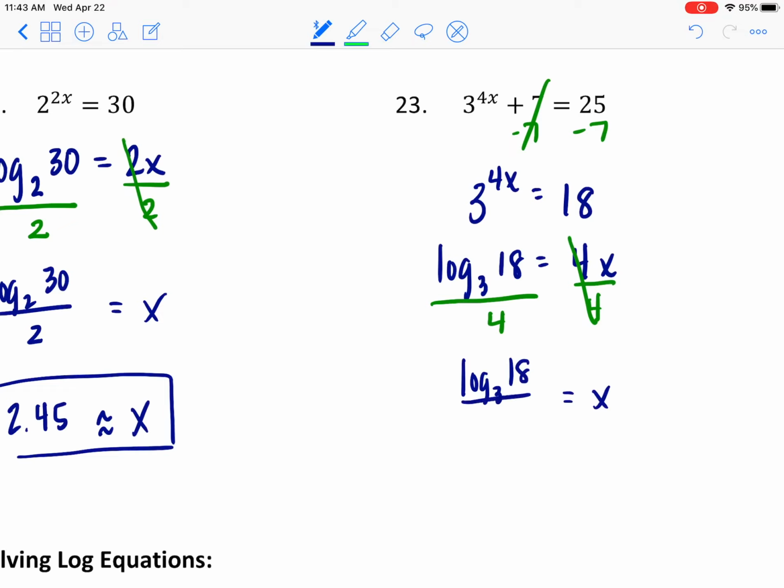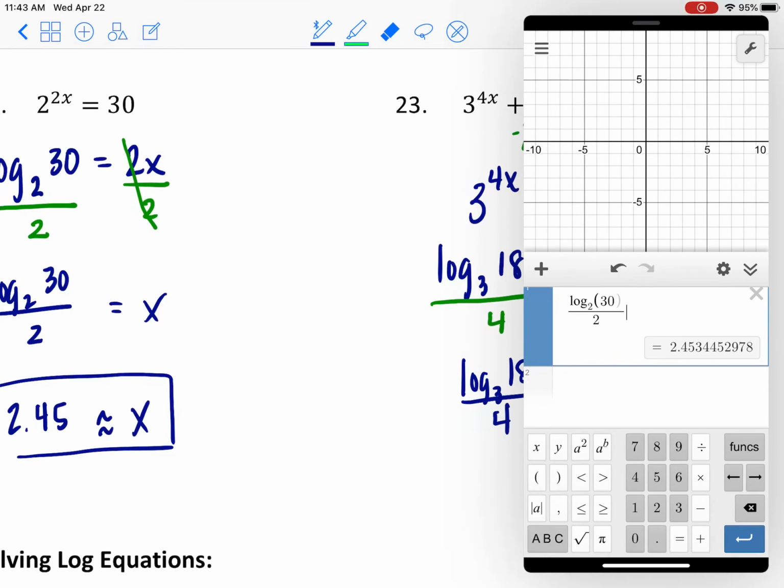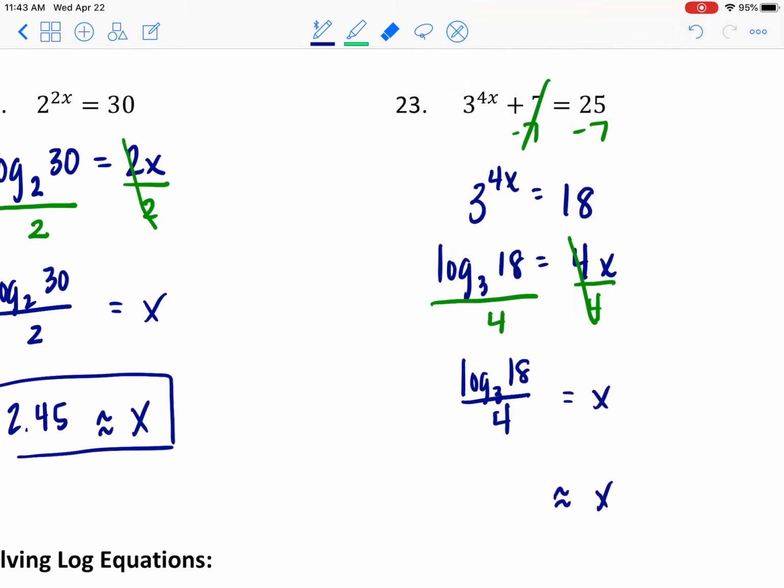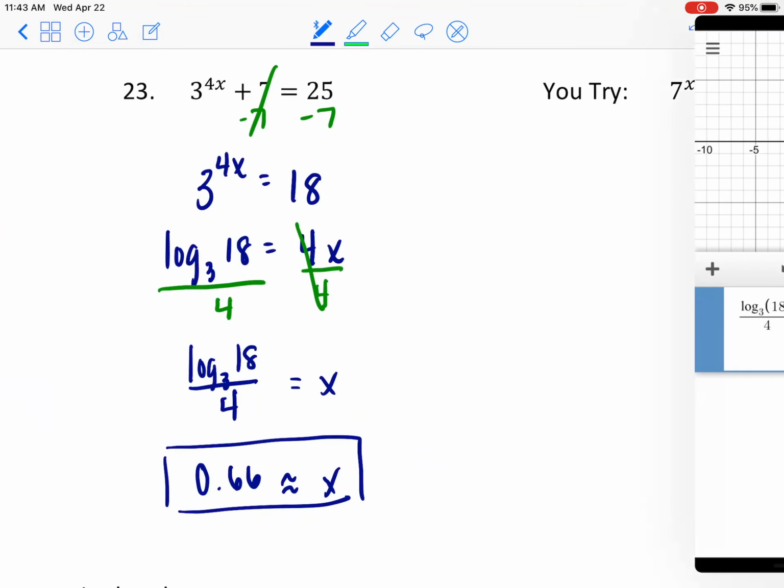And now x isn't by itself, it's being multiplied by 4, which means I'm going to divide both sides by 4. So x is going to be equal to exactly log base 3 of 18 over 4, and that is approximately, let's find out. It's not going to let me make a fraction first. On the top of the fraction, log base 3 of 18, and then that whole thing gets divided by 4, and it is approximately 0.66.